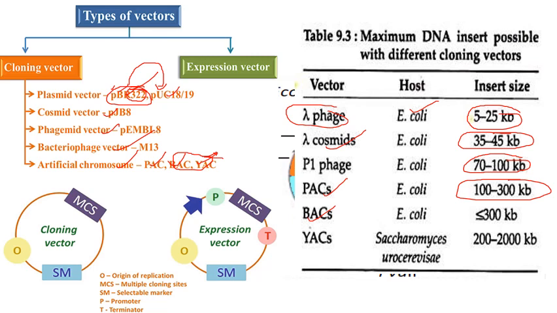Then we have bacterial artificial chromosomes that can replicate a size of genome or DNA less than 300 kilobases. Then we have this yeast artificial chromosome, and its host is Saccharomyces cerevisiae, and it can carry a genome sequence of 200 to 2000 kilobases, means it can carry this much foreign DNA and can replicate it.